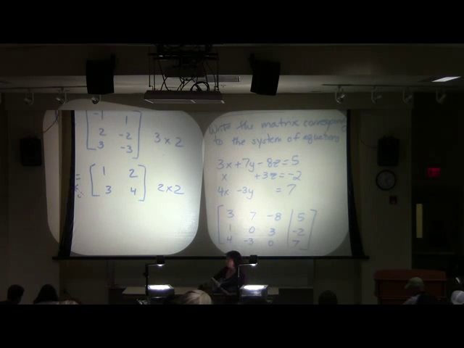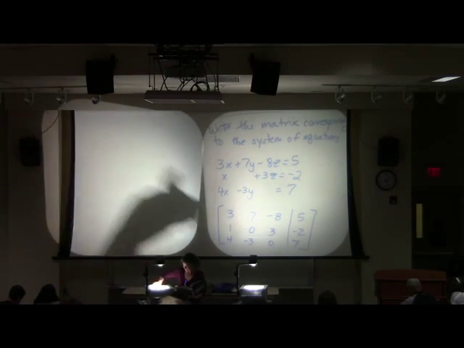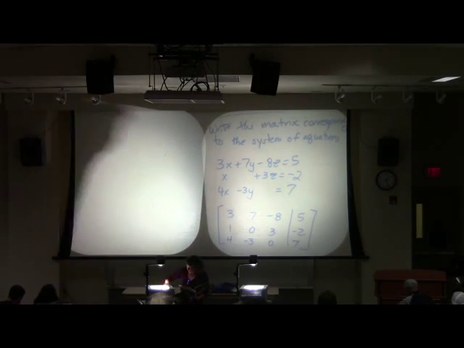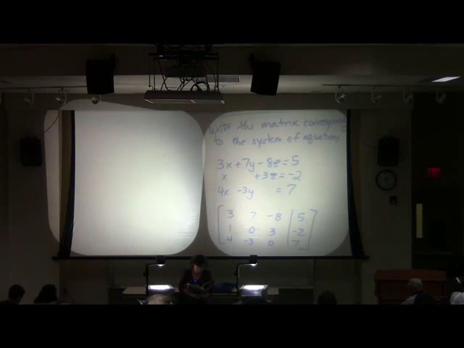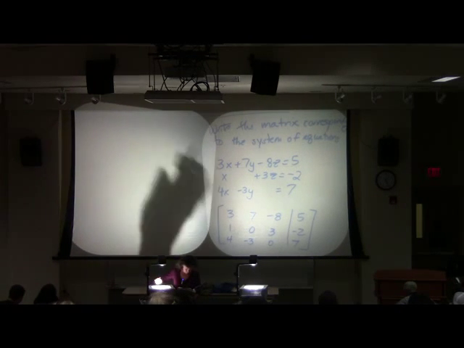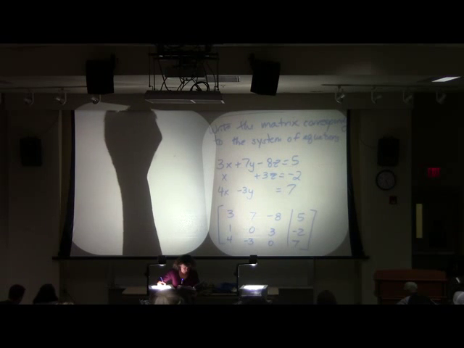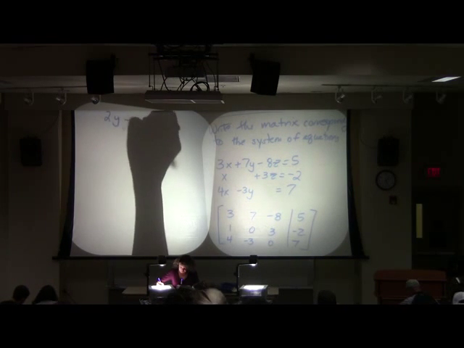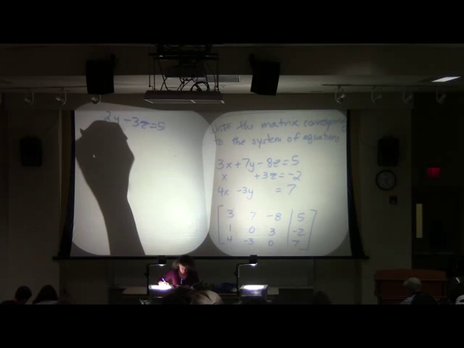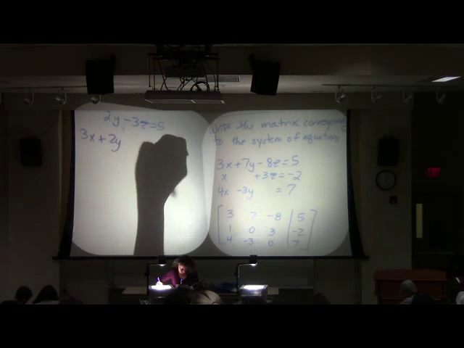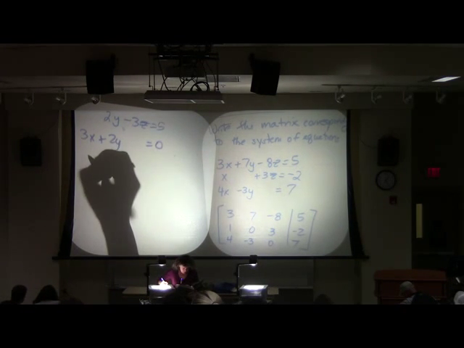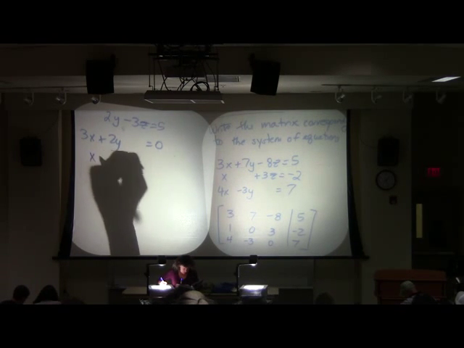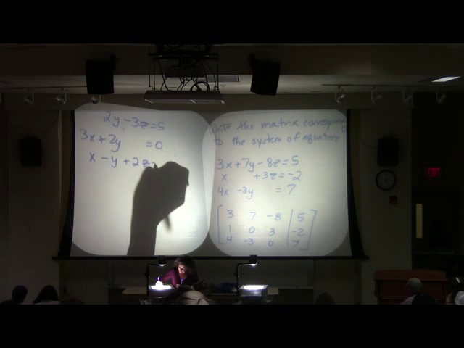All right, let's do one more of these. What if I have 2y minus 3z is 5, 3x plus 2y equals 0, and x minus y plus 2z is 4.